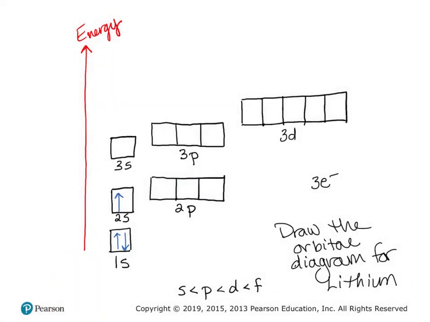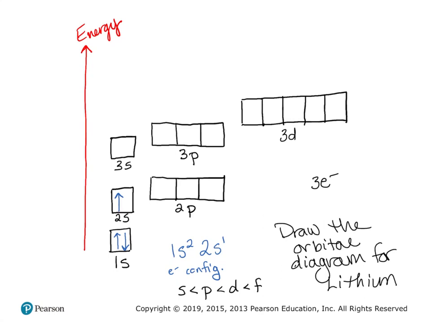Okay, so from the orbital diagram, we can figure out the electron configuration for lithium. We have 2 electrons in the 1s orbital, and we have 1 electron in the 2s orbital. So we have 1s2, 2s1, and that is our electron configuration. And that can be easier to write than having to draw all of these boxes for the orbital diagram.